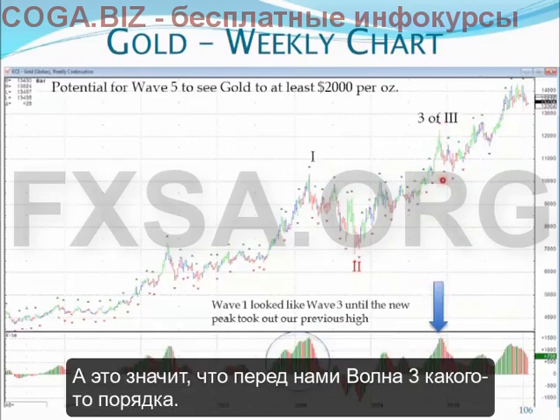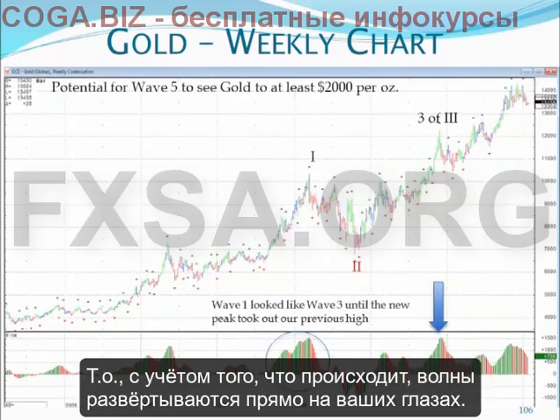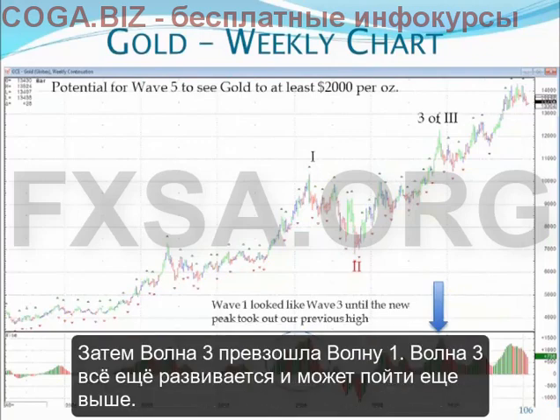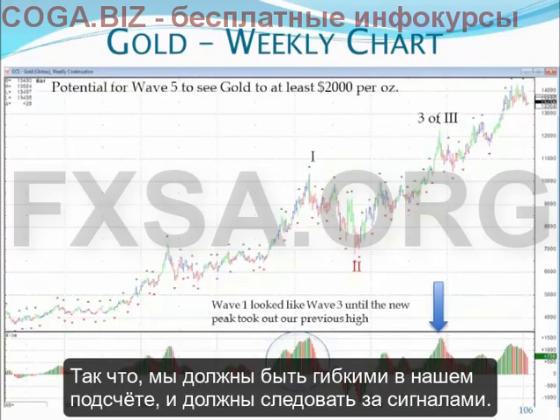So this indicates that this is wave 3 of some degree. With that being said, waves will unfold in front of your eyes. Wave 1 looked like wave 3. Now wave 3 turned into wave 1. Wave 3 is still developing, and it can continue and go forth. So we have to be flexible with our count and be willing to follow the signals.